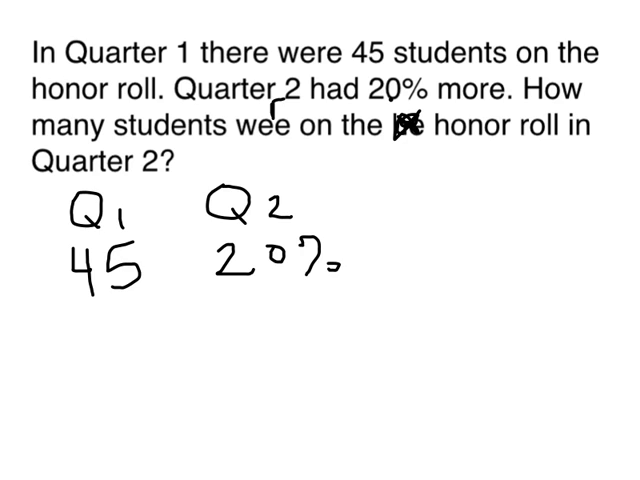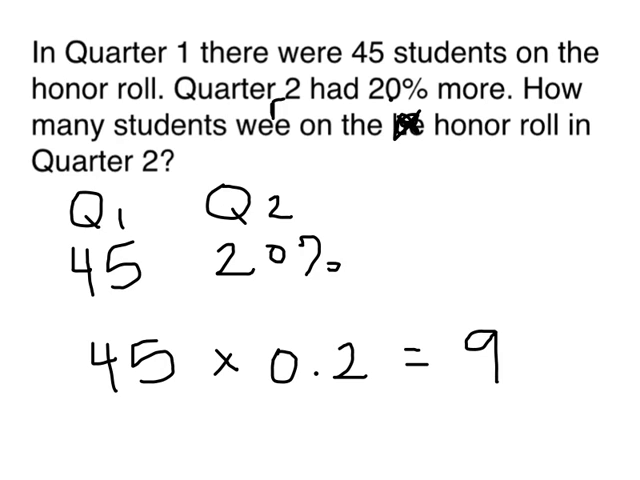So to figure out how many more students there were, this is kind of like finding tax or tip. I can just take my original number 45 times 20% to see how many more there were. And 45 times 20% is 9. So quarter 2 had 9 more students. But I didn't want to know how many more. I wanted to know how many total.